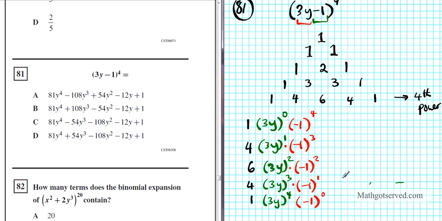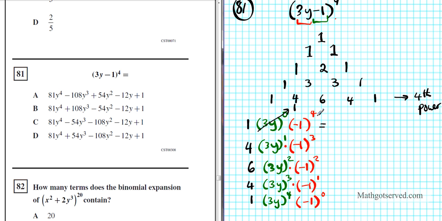All right? So if I multiply all these terms out and I add them down, that will be the expansion of (3y minus 1) to the 4th. Okay? All right, so let's work this out. First term, 3y to the 0, anything to the 0th power is just 1. So this is negative 1 to the fourth.